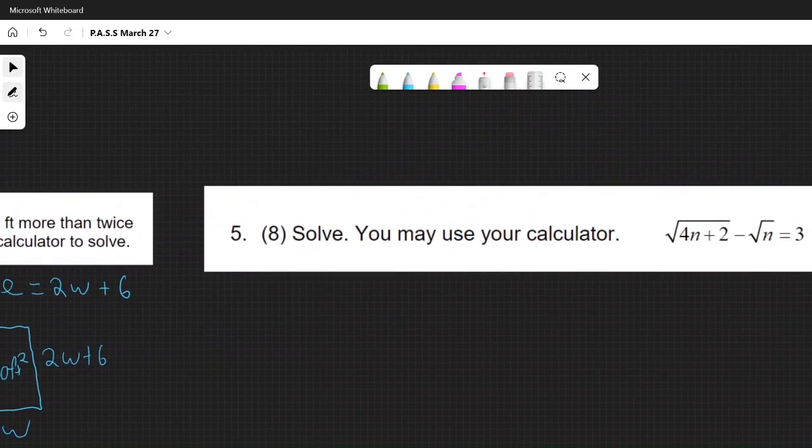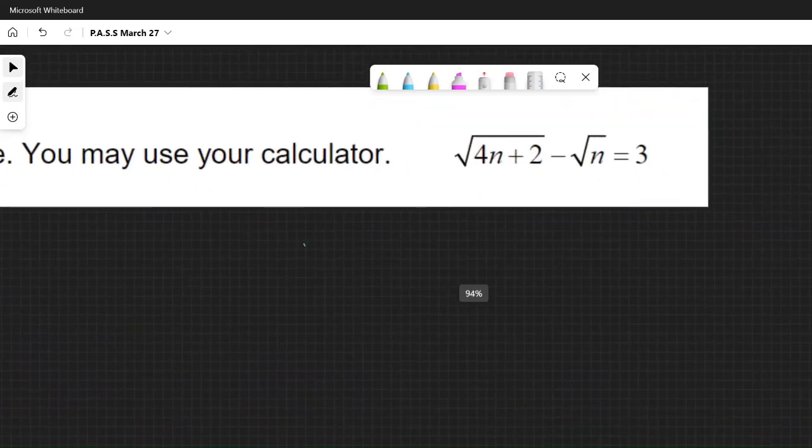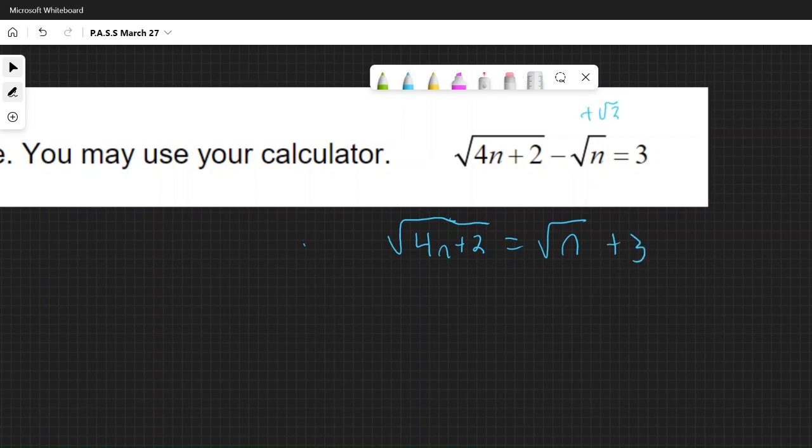Finally, we have the last question here. We have 4n plus 2 minus the square root of n equals 3. What I'm going to do here, I'm going to move this square root n term to the other side. You don't have to do this, but I just think it makes things a little bit simpler when we have to square it. So we would have 4n plus 2 equals n plus 3. We just added this over.